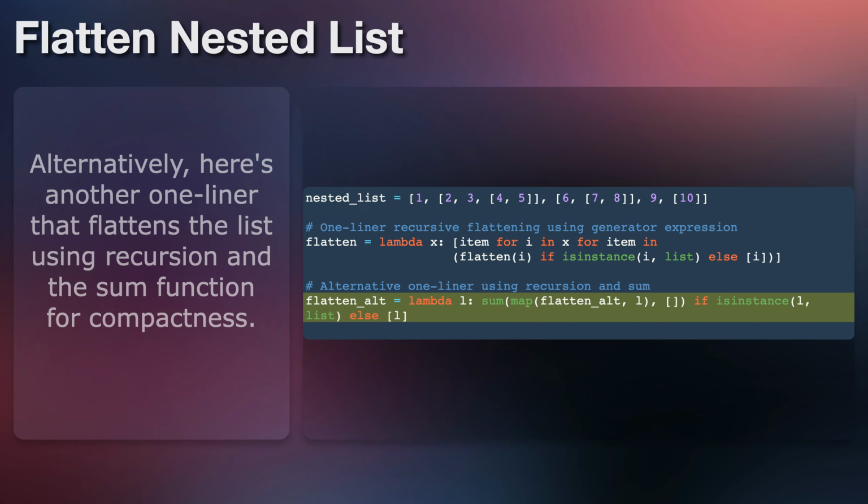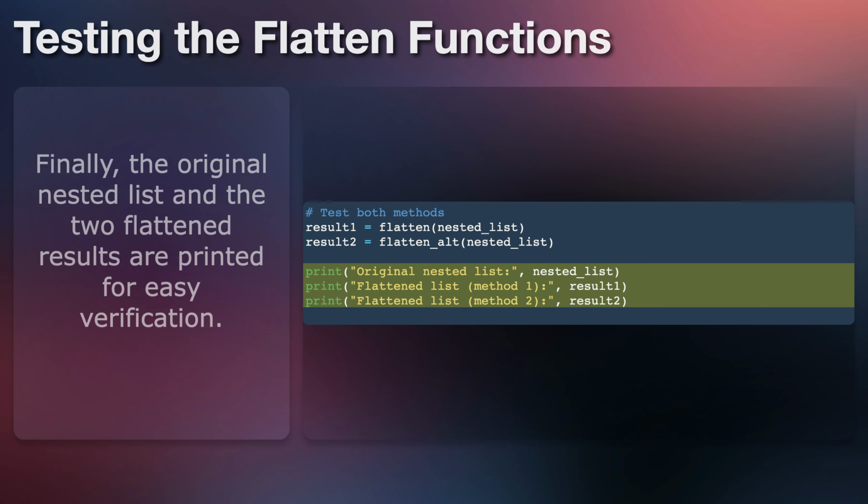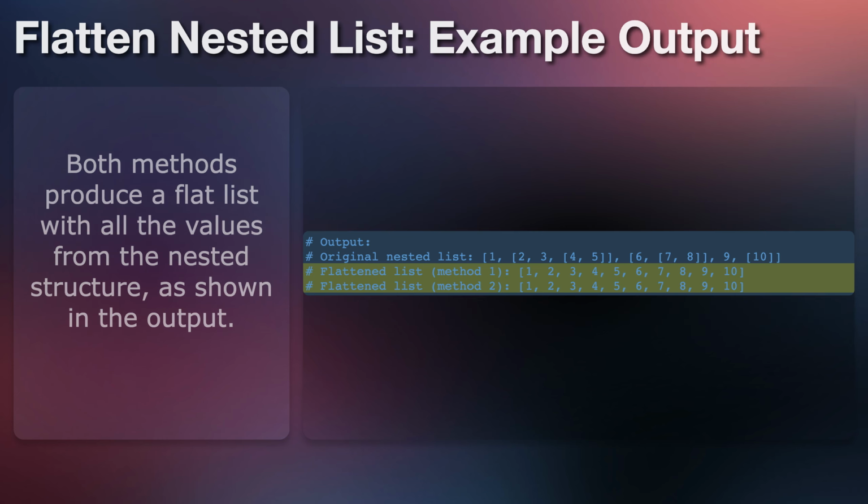Alternatively, here's another one-liner that flattens the list using recursion and the sum function for compactness. We now test both flattening functions and print the results to compare their outputs. Finally, the original nested list and the two flattened results are printed for easy verification. Both methods produce a flat list with all the values from the nested structure, as shown in the output.